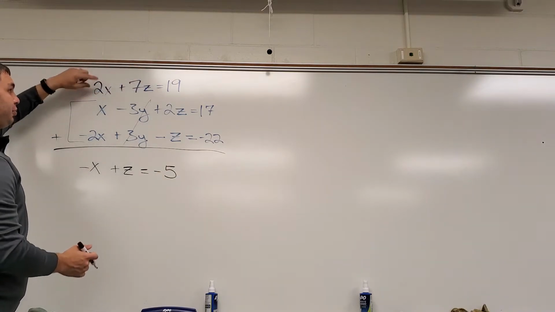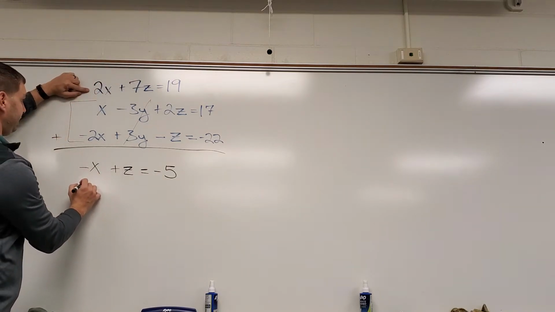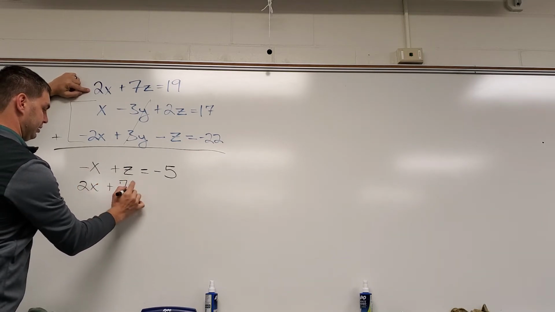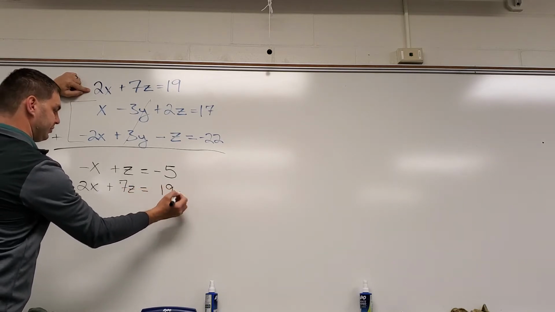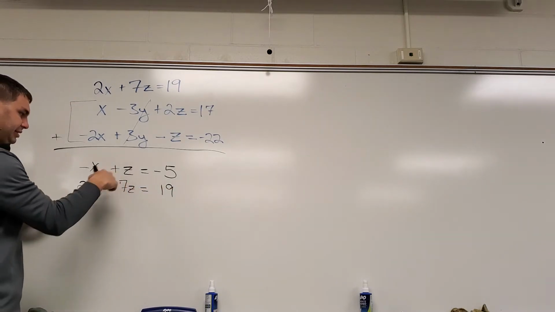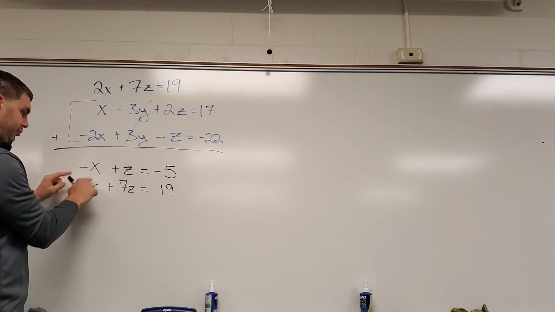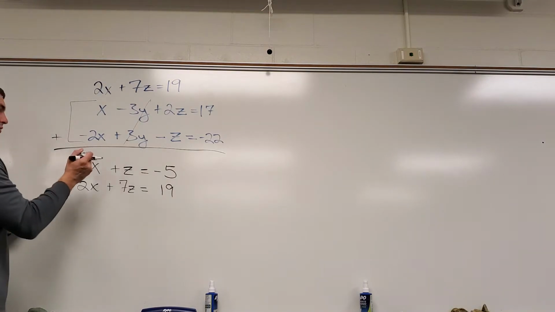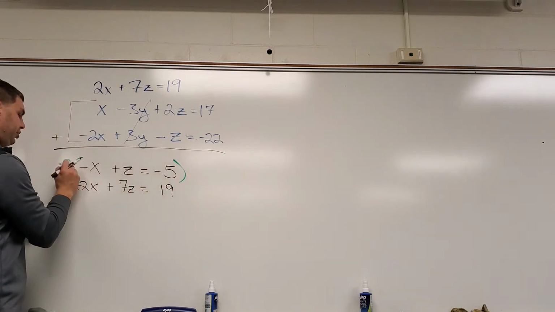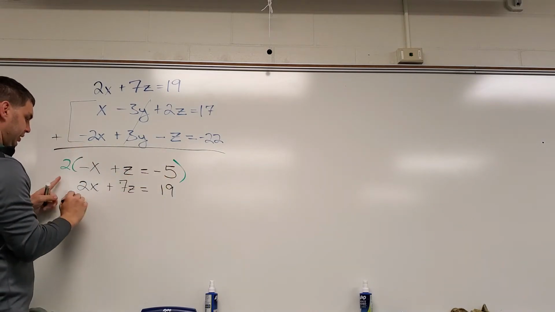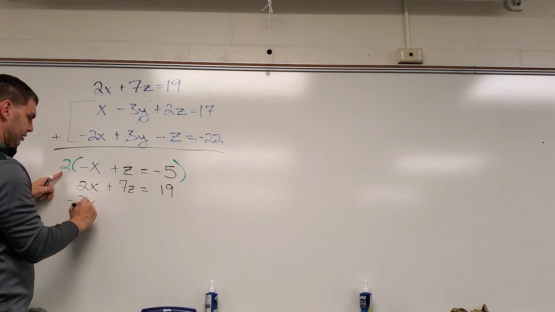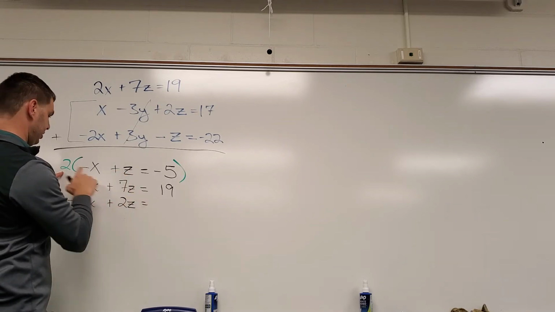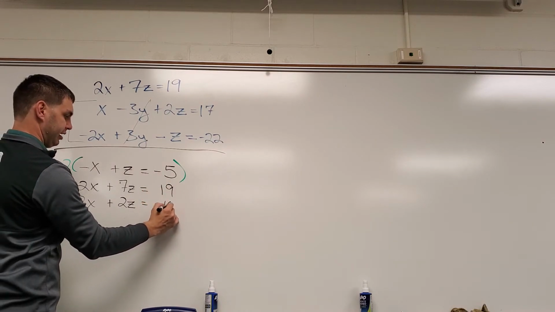I haven't done anything with this top one yet, so I'm going to bring it down, just copying it. We have 2x plus 7z equals 19. And I'm seeing probably the easiest way to do this would be to multiply this top one times 2. So I'd have a negative 2x and a positive 2x. Alright, so let me grab a different color and we'll multiply this top one times 2. If I distribute this 2 in, that would give me negative 2x. 2 times z is plus 2z. And 2 times negative 5 is negative 10.